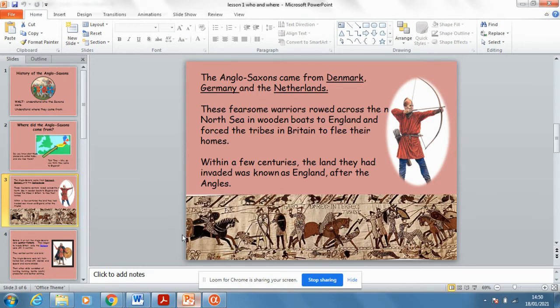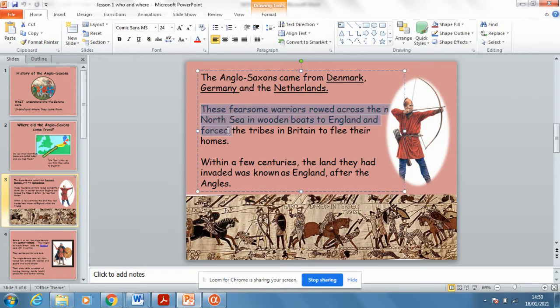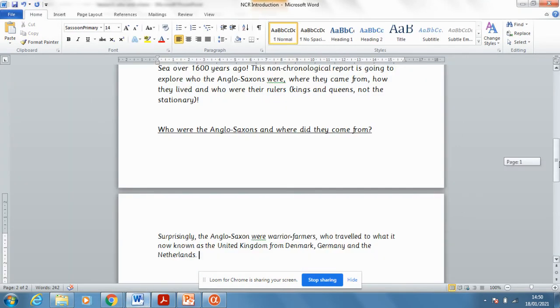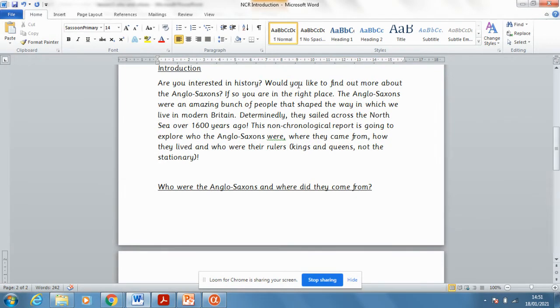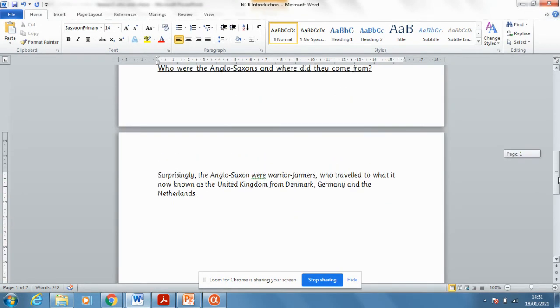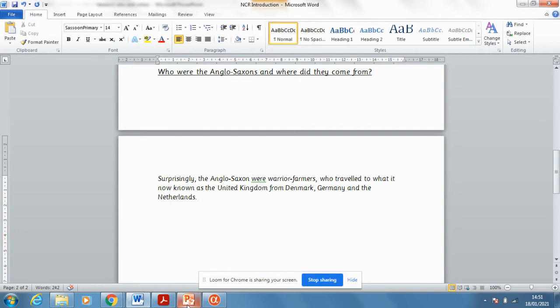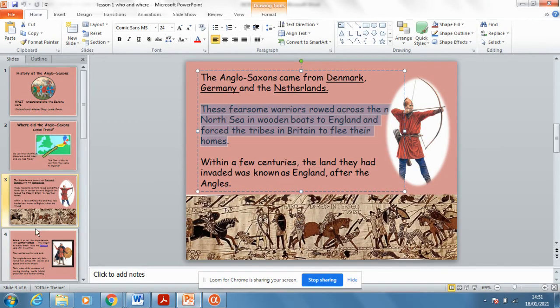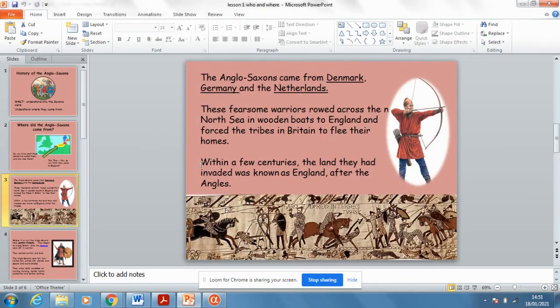Now, we could start talking about here again that they rowed across the North Sea in wooden boats to England, and forced tribesmen to flee their homes. However, we have already covered how they travelled here. So we have to be very careful about repeating ourselves and repeating the information that we've already got in there. So I'm just going to go back to my research, just have another look around.